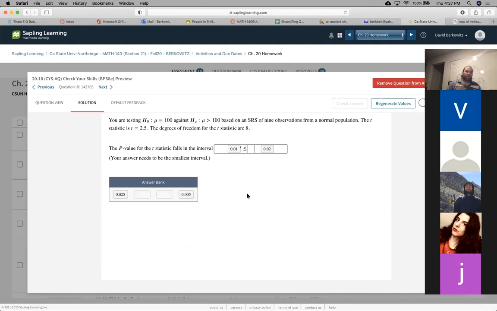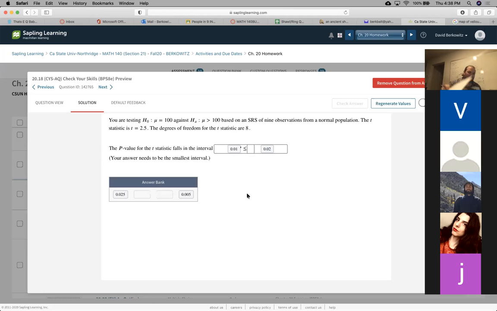Okay. You are testing the null hypothesis, H naught, where mu equals 100, against the alternative HA, where mu is greater than 100, based on an SRS of 9 observations, so N equals 9, from a normal population. And the T statistic is 2.5, and the degrees of freedom, of course, is 1 less than the sample size, which is 8. They don't have to give it to you, but they did anyways. And the question is, where does the P value fall? Well, 2.5 on my normal distribution table is 2.5 deviations to the right, correct?